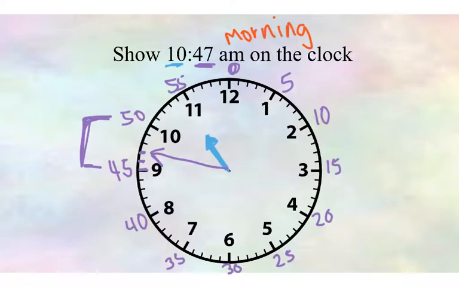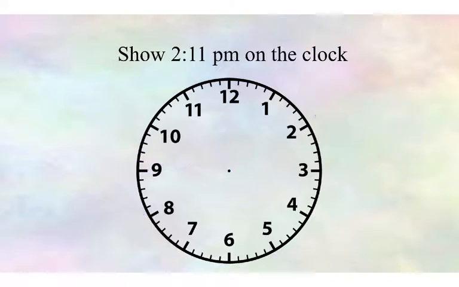The minute hand is always exact, so it won't be between 10 and 11. You can exactly put it where it needs to be, okay? So there it is. It's 10:47 a.m. on the clock. Have you noticed how the clock doesn't say a.m. on it or p.m.? That's okay, okay?